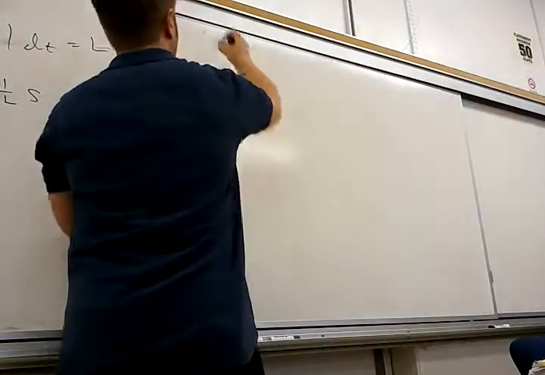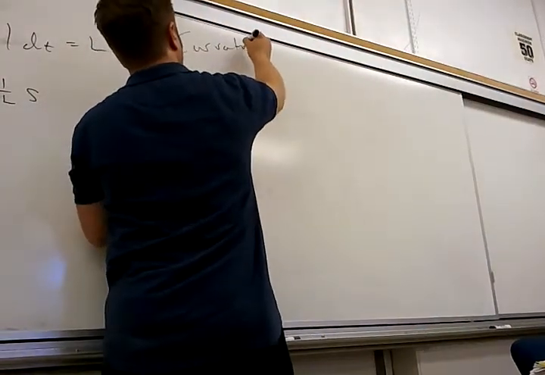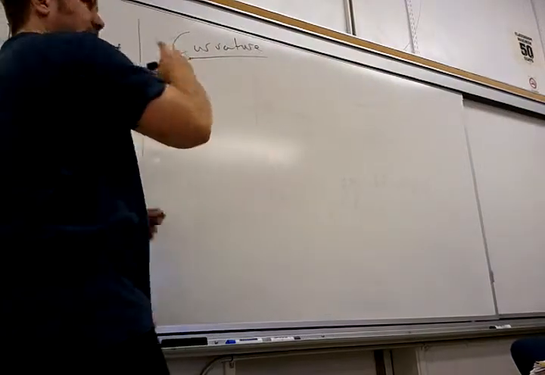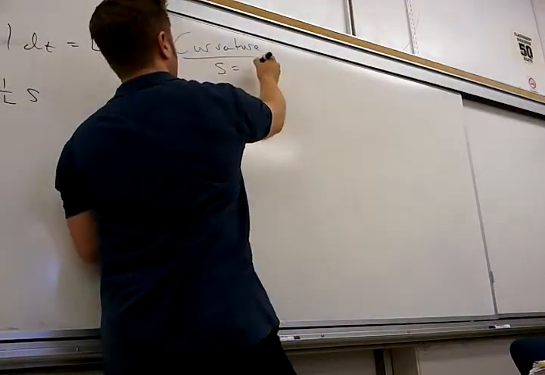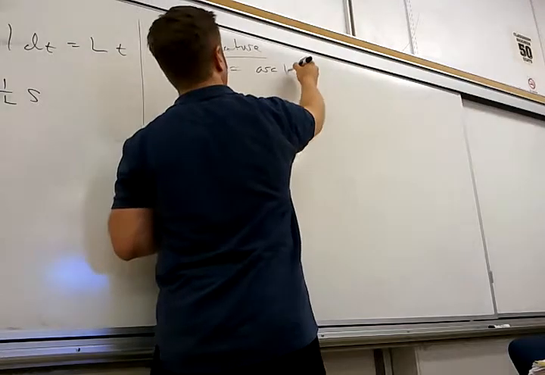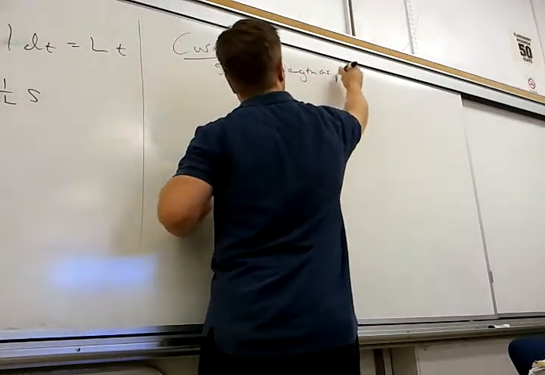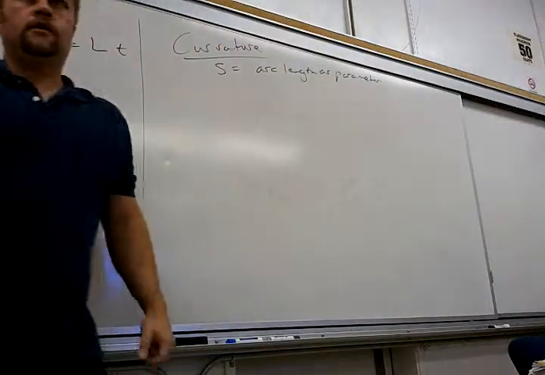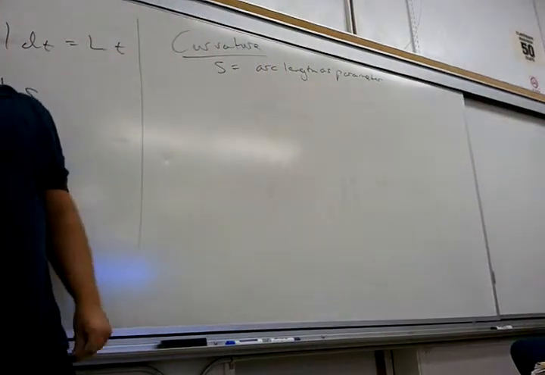So here's the idea with curvature. First thing we had to do is figure out what this S is. So S is the true arc length as parameter. So that's what that S represents. So S is the arc length.